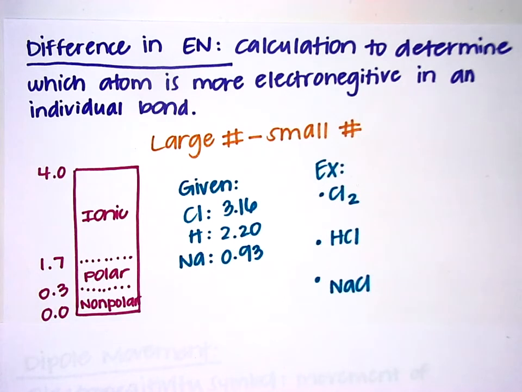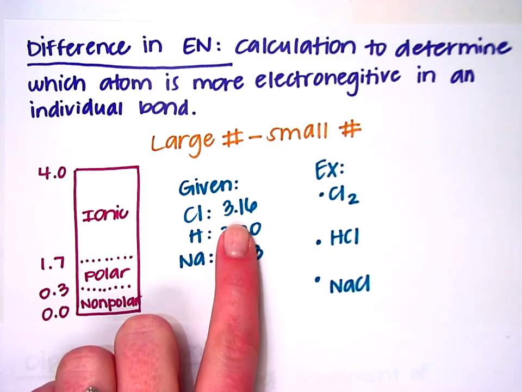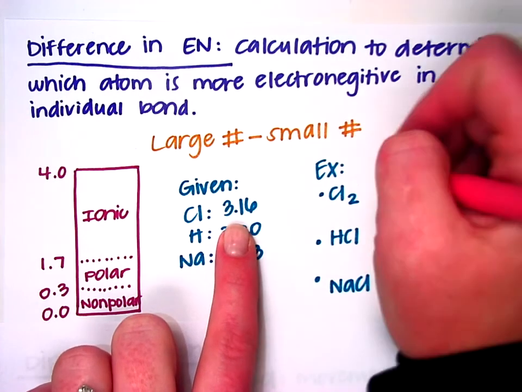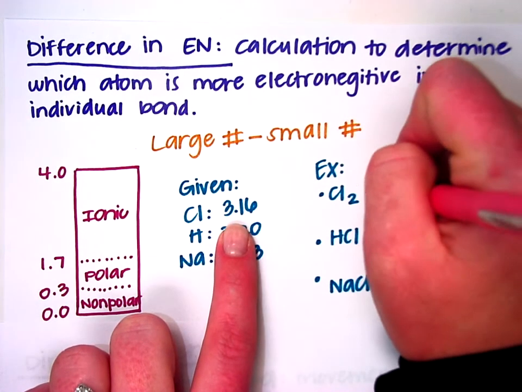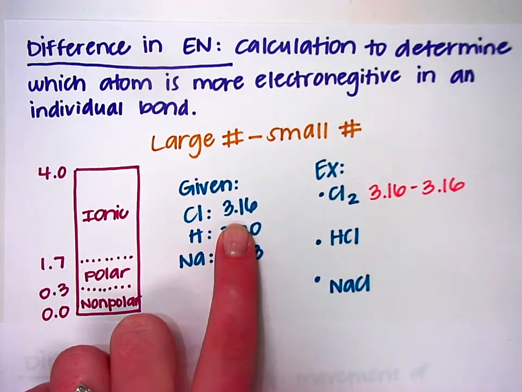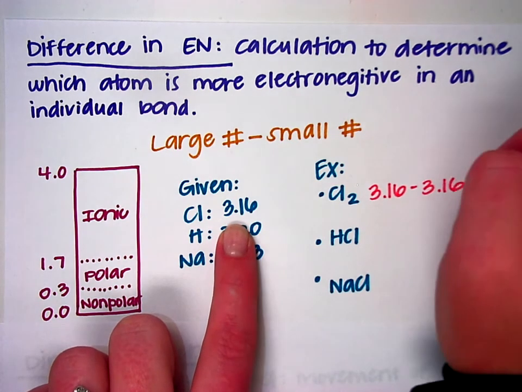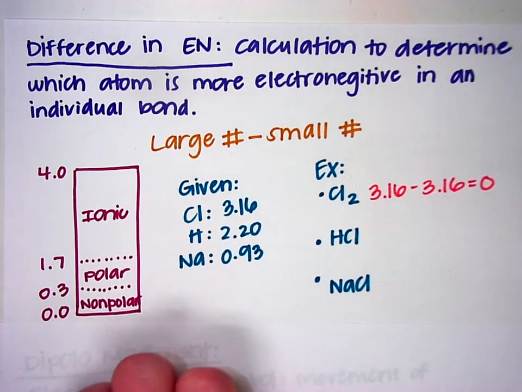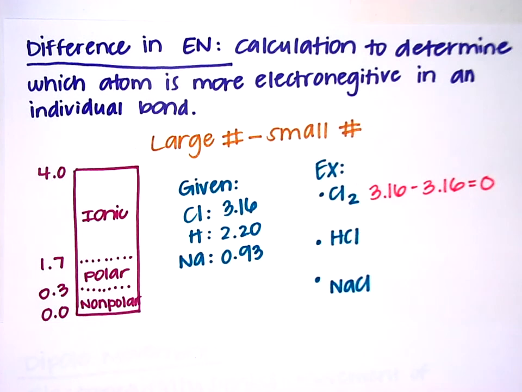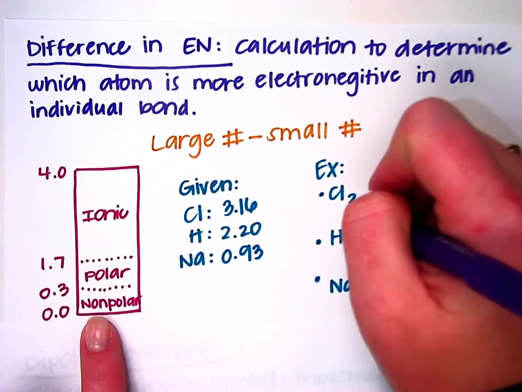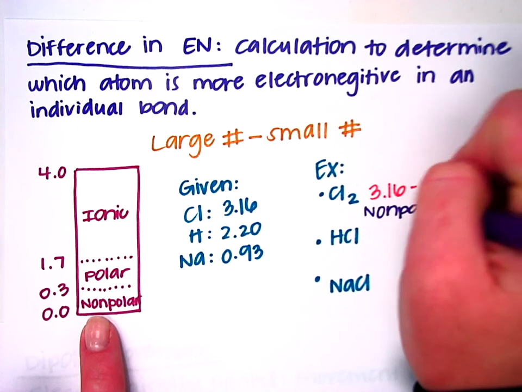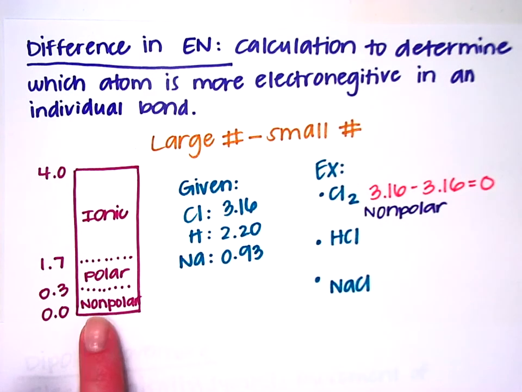So first one is Cl2, so we're kind of going to prove that it is what we said it is. Cl2 is just 2 chlorines. Since they are equal, it doesn't matter which one you put first. So 3.16 minus 3.16 gives you 0. And if we look on here, a polarity of 0 is going to be a nonpolar covalent bond.